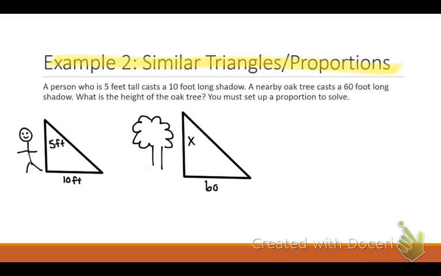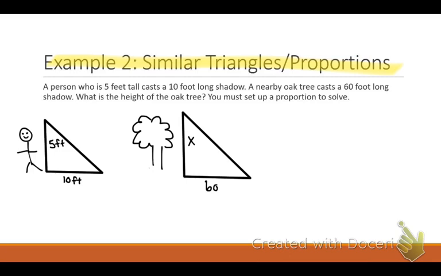You don't always need to draw a picture, but I wanted to show you a visual because that's the connection we're making in this lesson. These are similar triangles because my person is only 5 feet tall, but his shadow is 10 feet. The tree, we don't know how tall, it said what is the height, but it casts a 60-foot long shadow. So I can set up a proportion now. There should be something you remember from what we've already learned about proportions. I want you to try to set up your proportion, and then we'll set it up together.